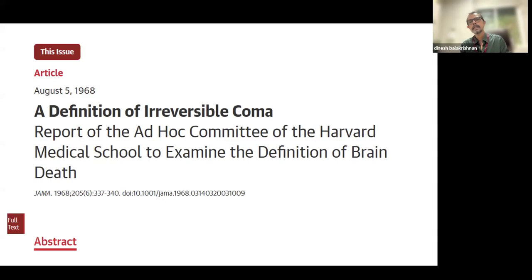And from the 70s, the Western world has accepted this concept. But it is sad to say that, even today in our country, brain death has not been accepted. And many people, we are yet to sensitize our public that brain death is death and organs can be donated.